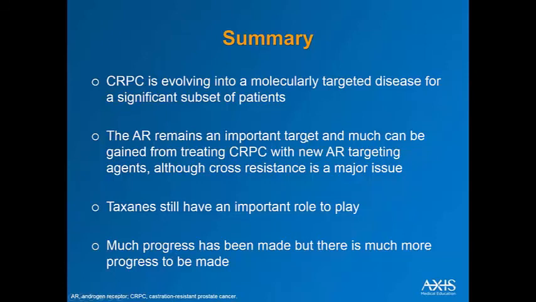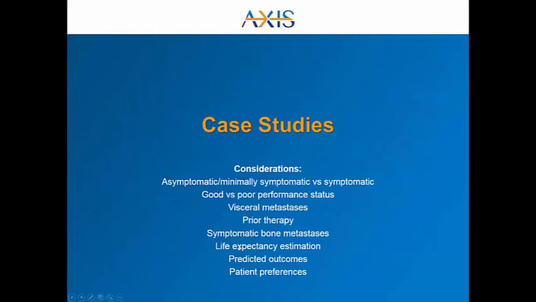The androgen receptor remains a very important target, and much we gain from treating CRPC with new AR targeting agents, but cross-resistance, as I showed you, is a major issue. So, whatever is second line, you don't expect to gain a great deal from. Taxanes still have a very important role. They're the ones that can be active when the V7 is positive. They're the ones that can be active when you've already progressed after your abiraterone. And clearly, we're in a position now where we're making progress. Much progress has been made, but there's much more progress that we need to make. So this is really, really evolving.